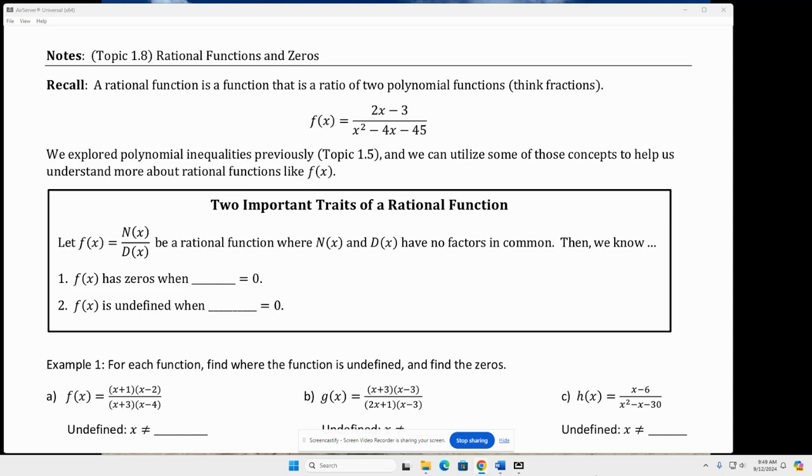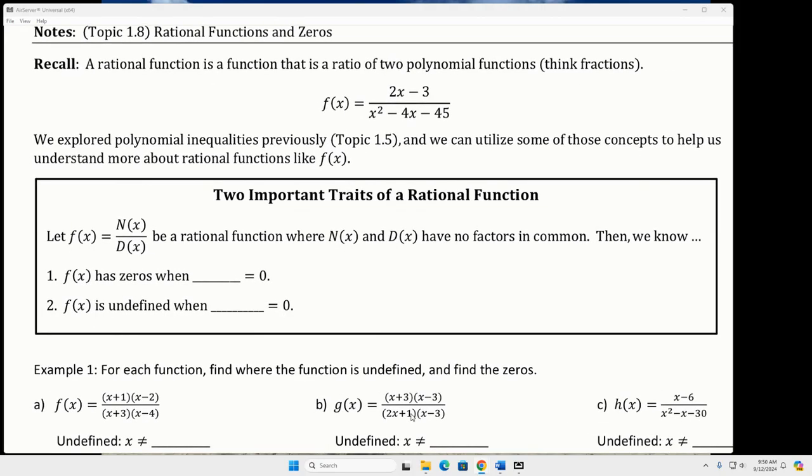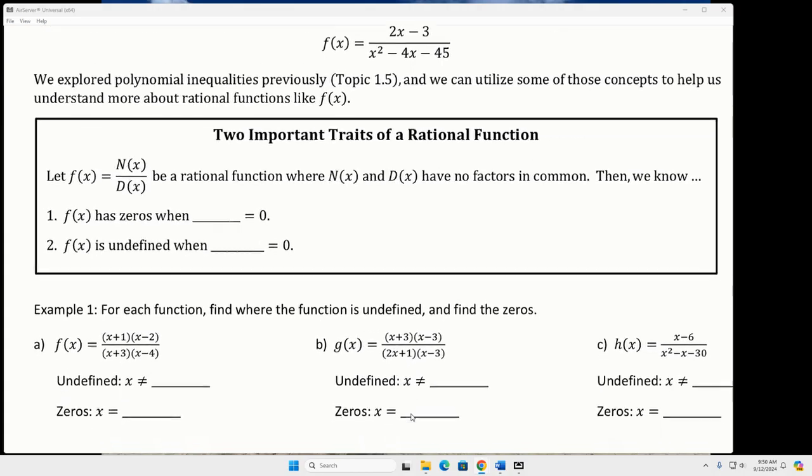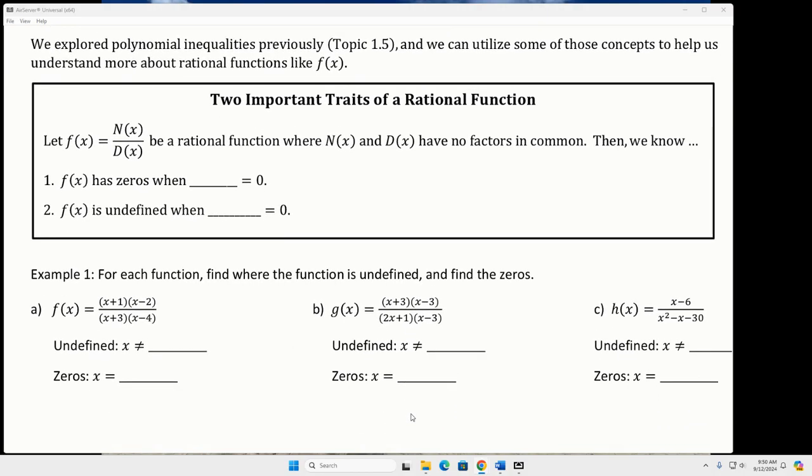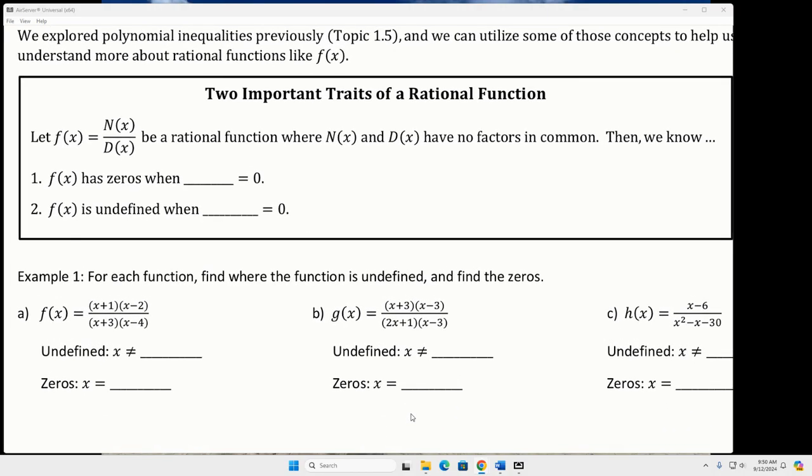All right, so this starts off just with a reminder of what we talked about yesterday about what a rational function is. And then just a reminder that we did previously solve polynomial inequalities, and so now we're going to use those same concepts with rational inequalities. All right, and so I'm letting this f of x be basically the numerator over the denominator functions.